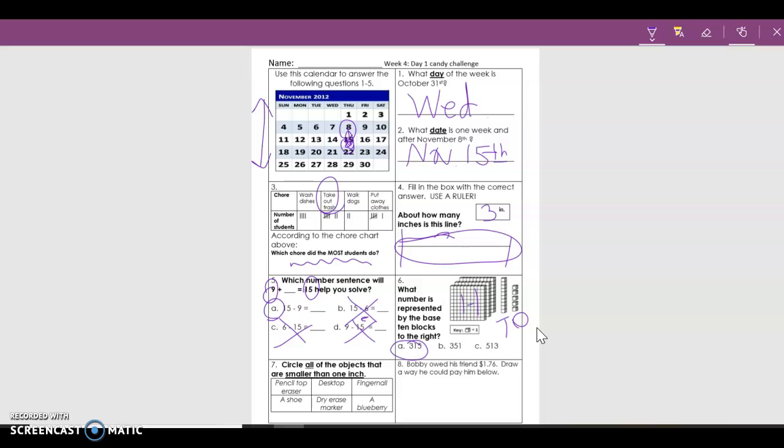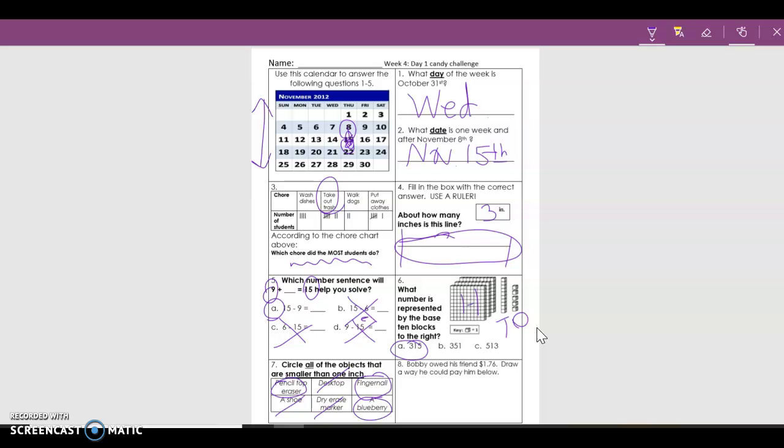A pencil top eraser would definitely be smaller than an inch. The desktop would definitely not be smaller than an inch. A fingernail would be smaller than an inch. A shoe would not be. We're not talking about like a Barbie shoe. We're talking about their shoe. A dry erase marker would not be smaller than an inch, and a blueberry would be smaller than an inch.